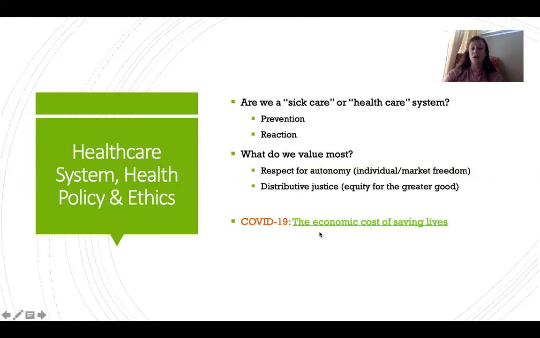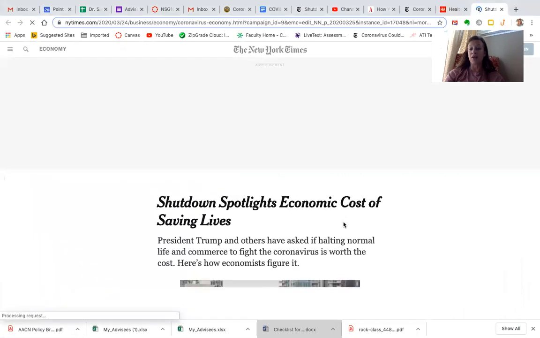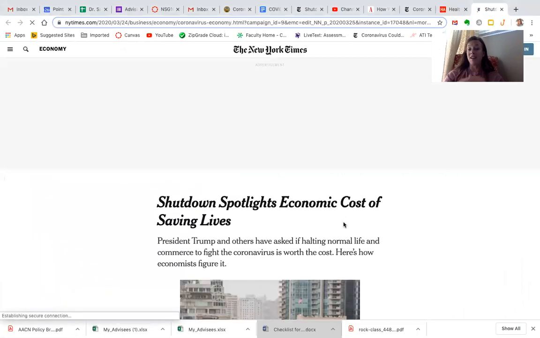So my article for you here is a really great article out of the New York Times that talks about the current ethical dilemma of the economic shutdown.